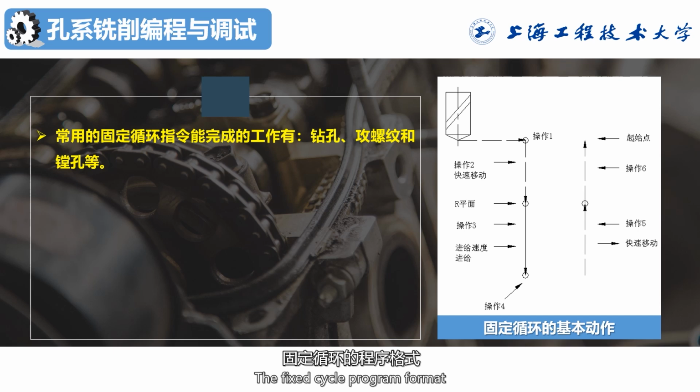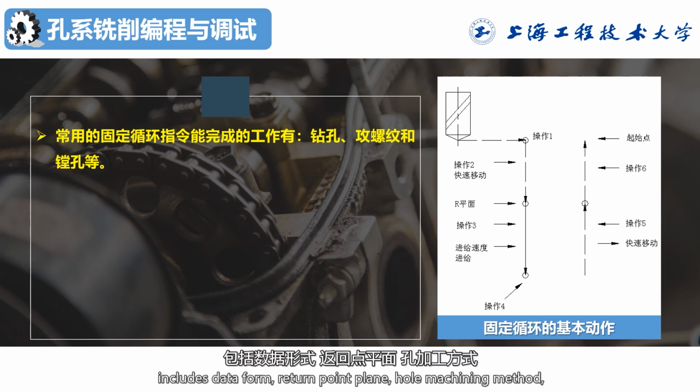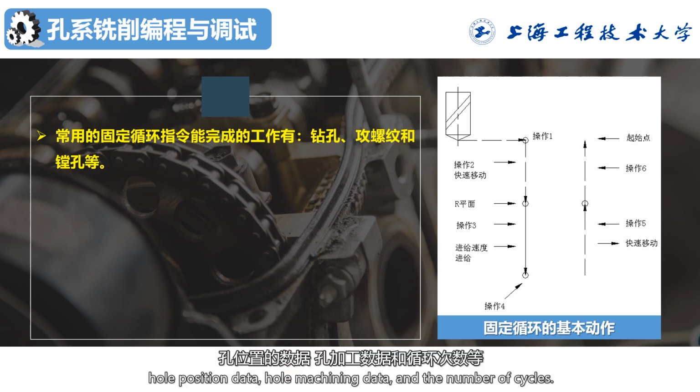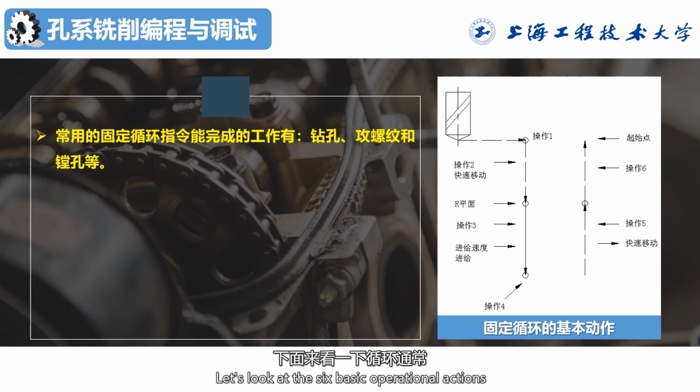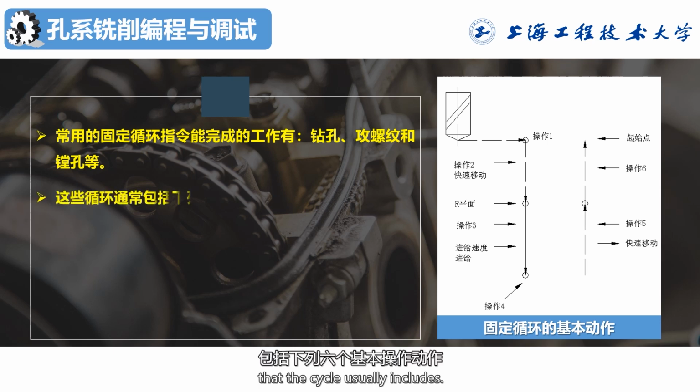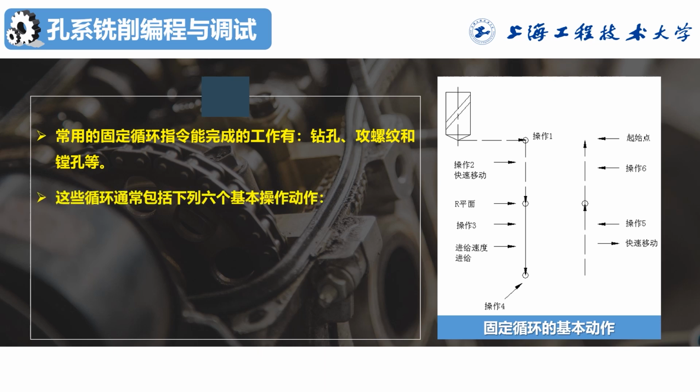The fixed cycle program format includes data form, return point of plane, hole machining method, hole position data, hole machining data, and the number of cycles. Let's look at the 6 basic operational actions that the cycle usually includes.